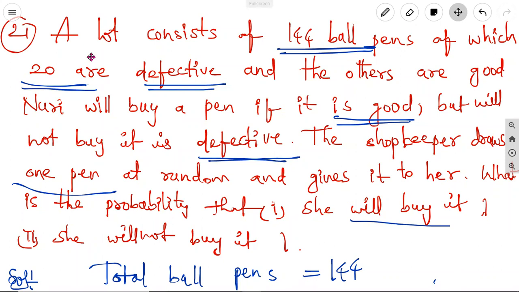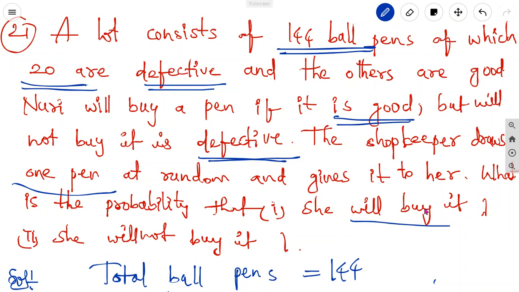21st problem. Let us discuss some problems on probability. A lot consists of 144 ball pens, of which 20 are defective and the others are good. Nuri will buy a pen if it is good, but will not buy if it is defective. The shopkeeper draws one pen at random and gives it to her. What is the probability that the first one she will buy, the second one she will not buy?